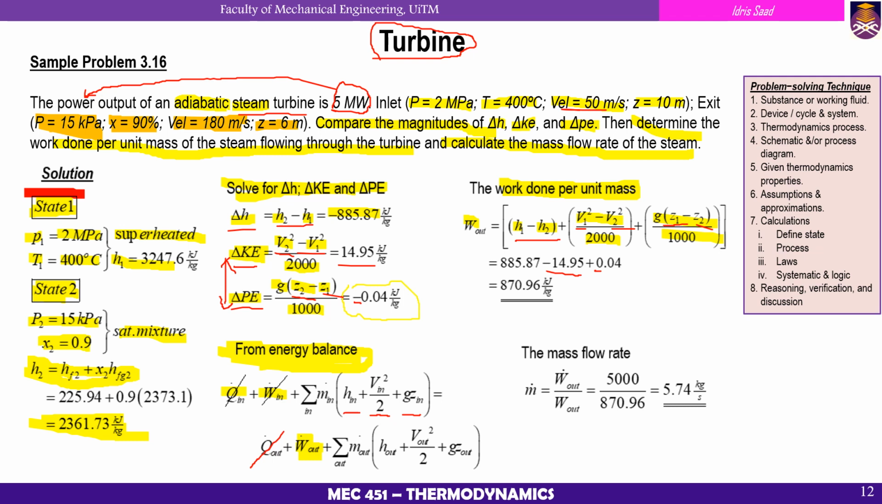what we get is the value of the work done per unit mass, equal to 870.96 kilojoule per kilogram. Okay, this is how we use our energy balance equation in order to solve the specific problem.